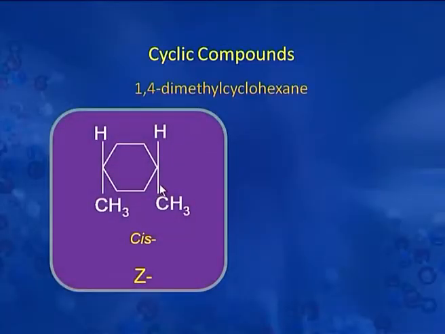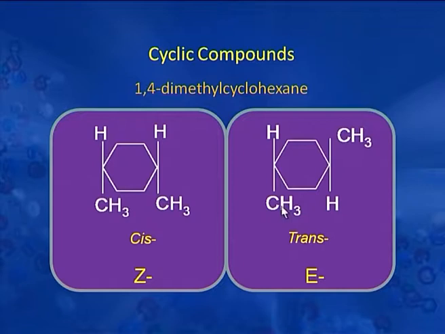Let us take the example of 1,4-dimethyl cyclohexane that we have discussed in our previous session. This is one isomer for this when the two methyl groups are on the same side, and the other isomer is when the two methyl groups are across. This is cis 1,4-dimethyl cyclohexane, and this isomer is assigned the trans configuration. It is called trans 1,4-dimethyl cyclohexane.